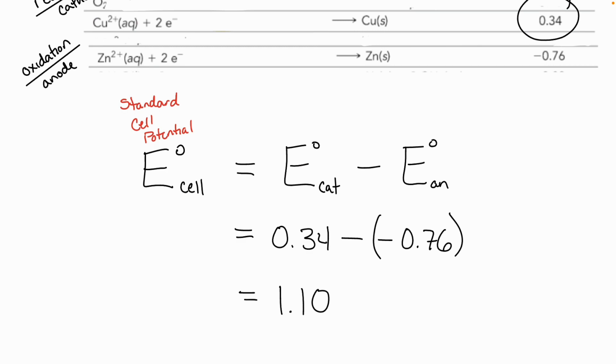And what are my units going to be? Not coulombs. This is now a potential, right? So this is joules per coulomb, or volts here.